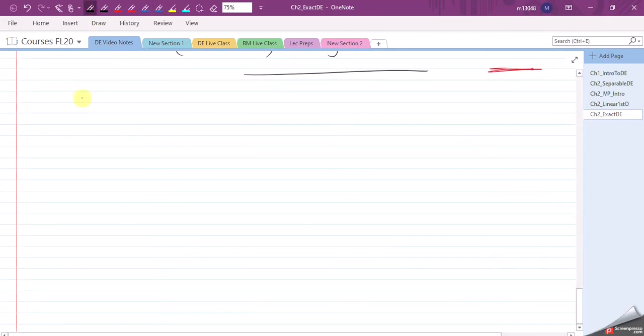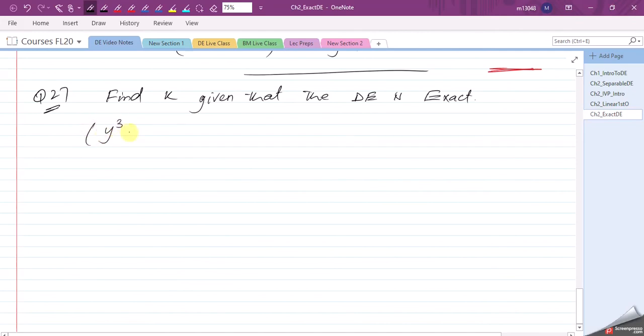Our next question is question number 27. Find k given that the differential equation is exact. So now we know already that my equals nx. So this is our equation, M dx plus N dy.